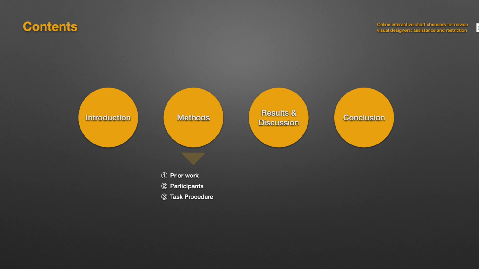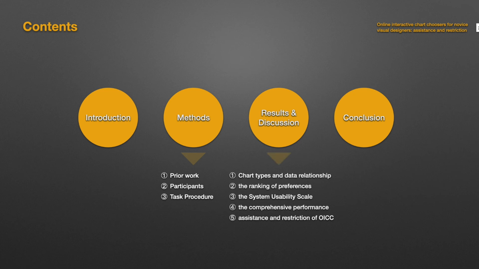Today I want to talk about 4 parts. In order: introduction, methods, results and discussion, and conclusion. In the results and discussion section, I will report 5 parts: chart types and data relationship, the ranking of preferences, the system usability scale, the comprehensive performance, and the last part is assistance and restriction.